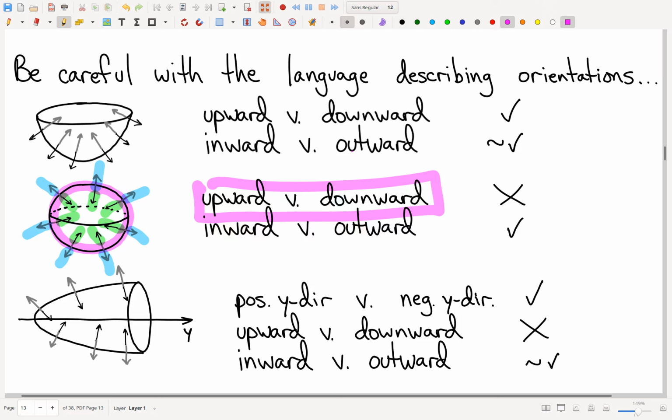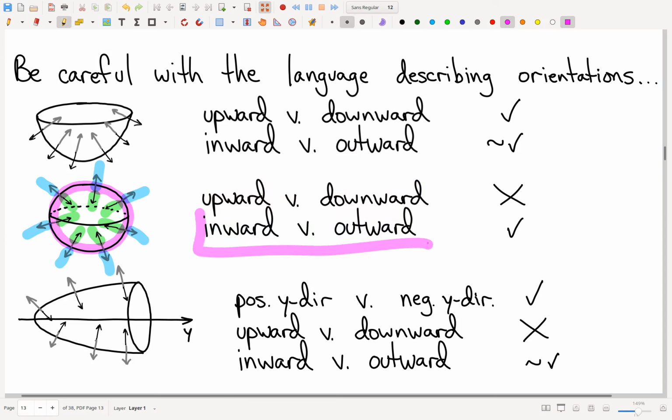Likewise, downward. But in this case, there really is a closed surface here. There is an inside and an outside. Inward, unambiguous. And outward, also unambiguous. So the right language to use depends on which surface you're talking about. You've just got to think about your surface, think about the two possible orientations, and think about what aspects of those vectors will distinguish the one group from the other, and choose your language accordingly.